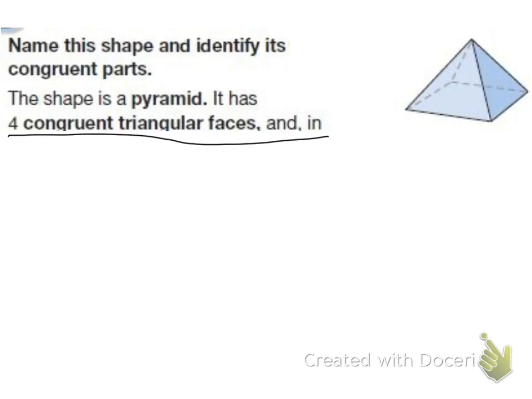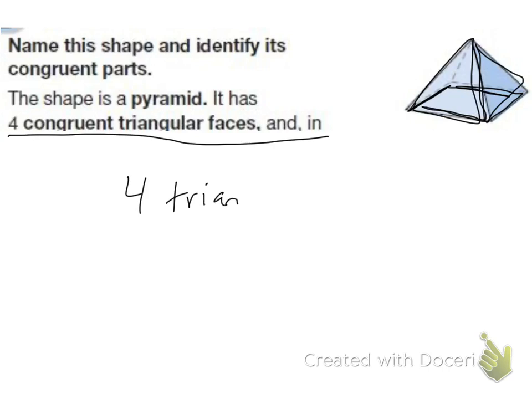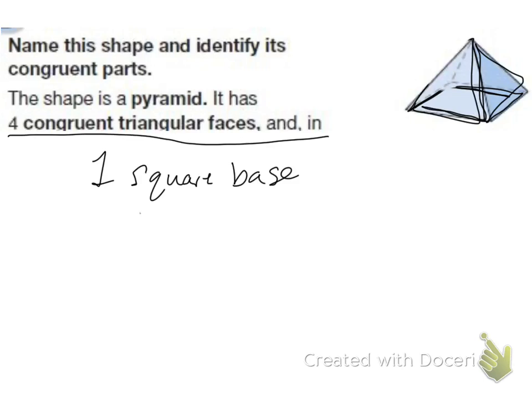Okay, and in this case, it has a square base. So the bottom is a square, and then it has 4 triangular faces. Okay. So 4 triangular faces. Oh, I already have that written. And 1 square base. Okay. Are any of these faces parallel? No, because they all come to a point. And so none of them are parallel.